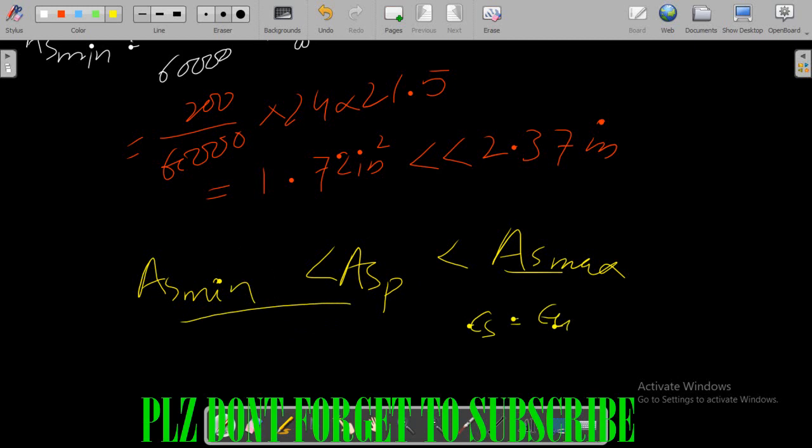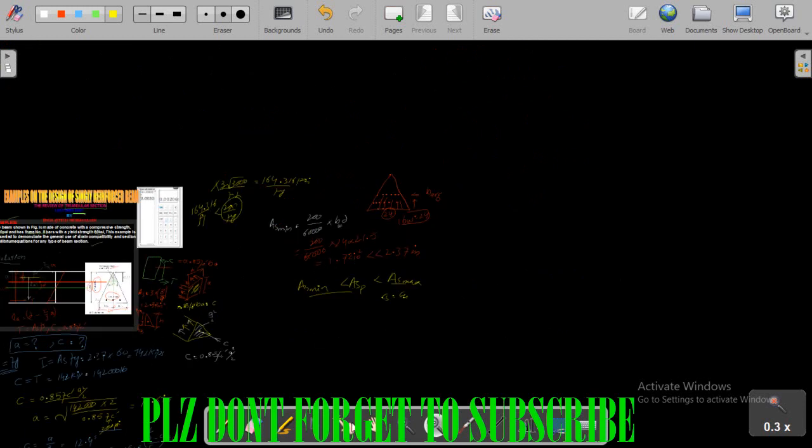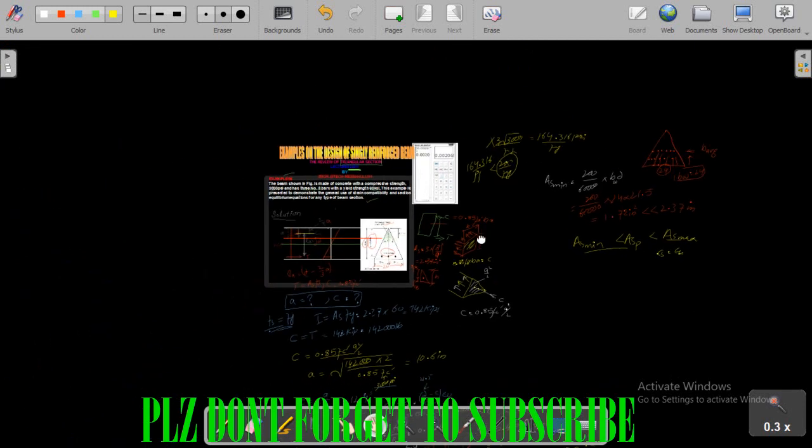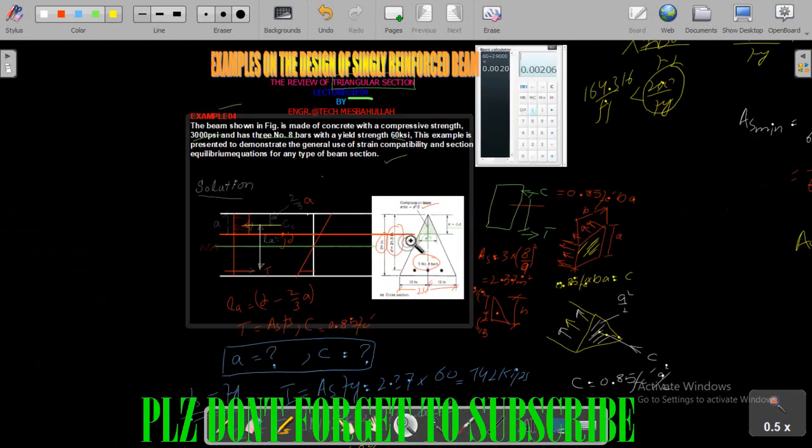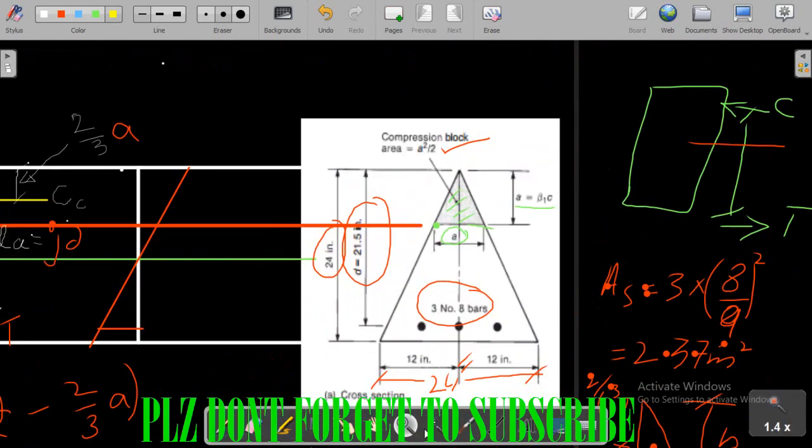So this example ends here, and it is very important to know how to analyze a non-rectangular section. If you have to face such an example, you must be able to solve it.